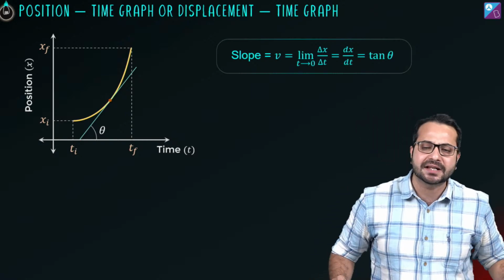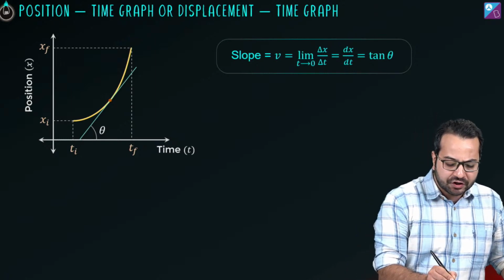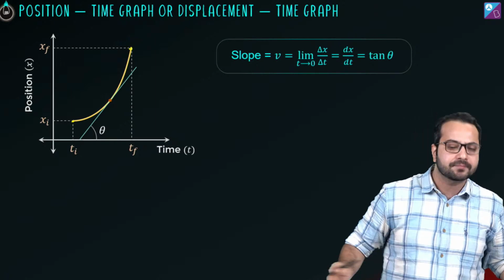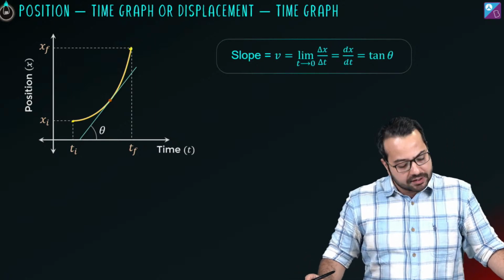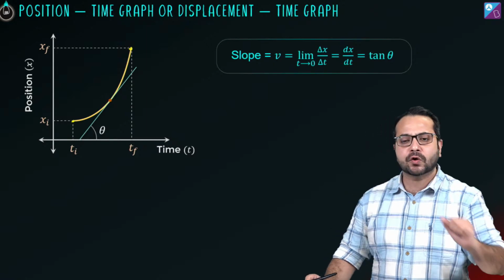Swastika is saying displacement. Obviously, Swastika, we will be able to find the displacement. We know the initial position, we know the final position, so from there we can get the displacement as well. You are absolutely right. But there is something else also.